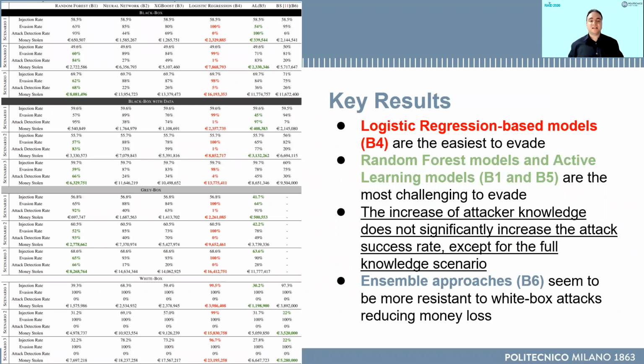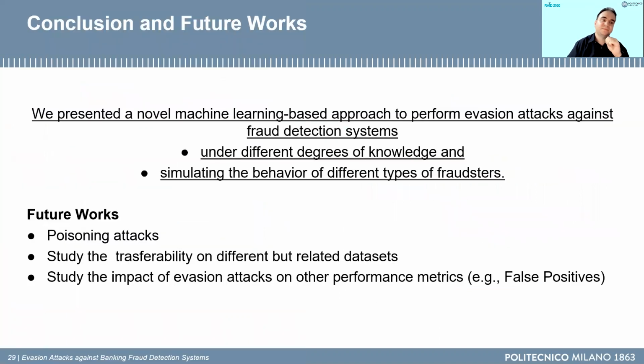If we analyze the results globally, we can notice how logistic regression-based models are the easiest to evade. Random forest models and active learning models are instead the most challenging to evade. Another interesting result is that the increase of attacker knowledge does not significantly increase the attack success rate, except for the full knowledge scenario. Finally, the ensemble approach seems to be more resistant to white box attack, reducing money loss.